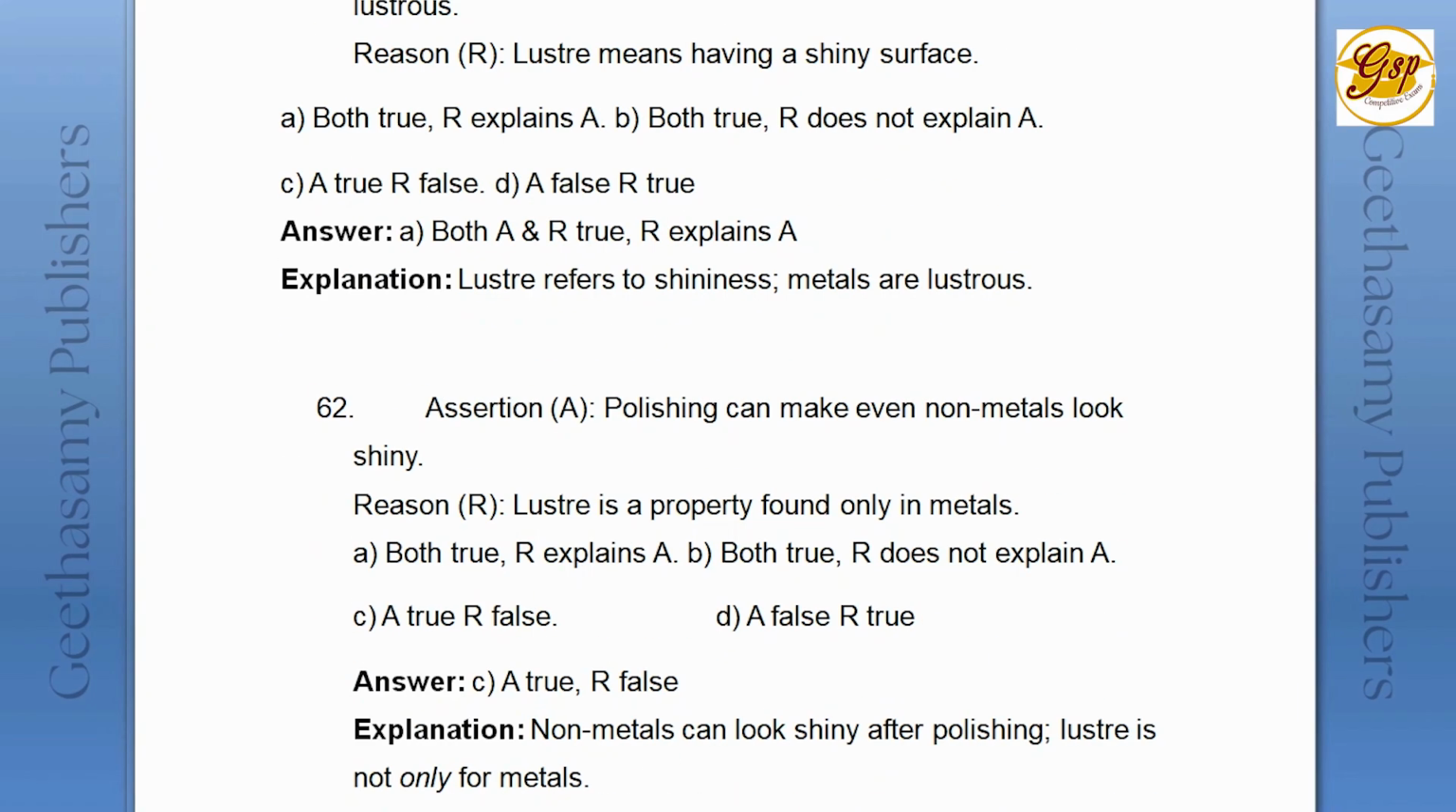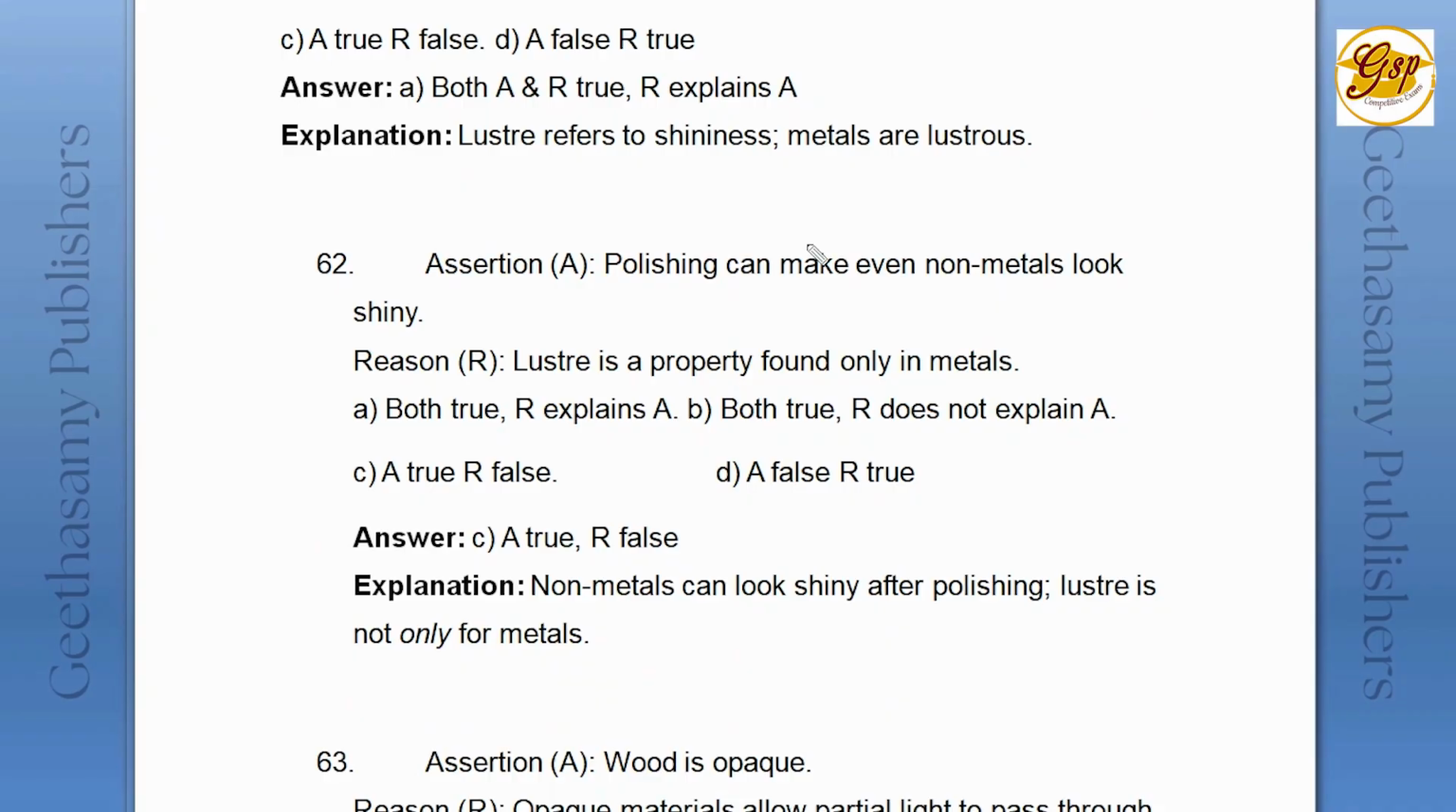Fine. Then 62nd question. Assertion: Polishing can make even non-metals look shiny. Reason: Luster is a property found only in metals. Both are true and R explains A. Both are true and R does not explain A. A is true, R is false. A is false, R is true. The correct answer is A true, R false, because non-metals can look shiny after polishing. Luster is not only for metals.